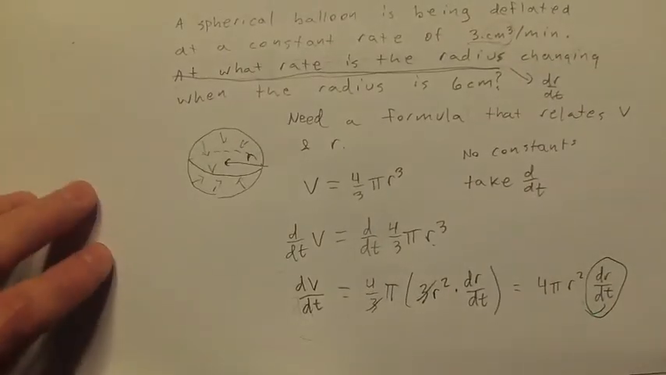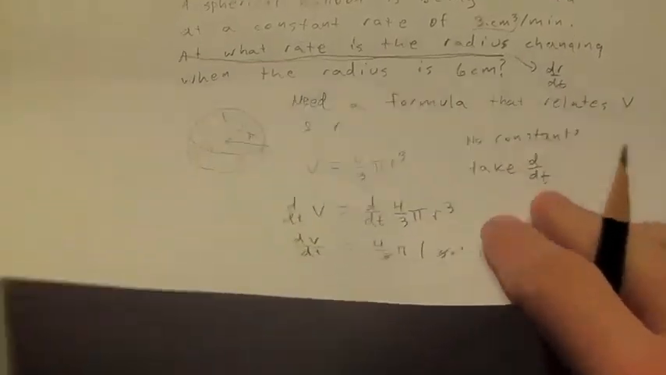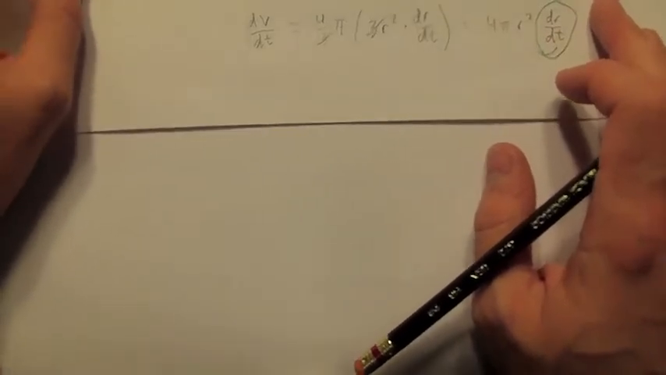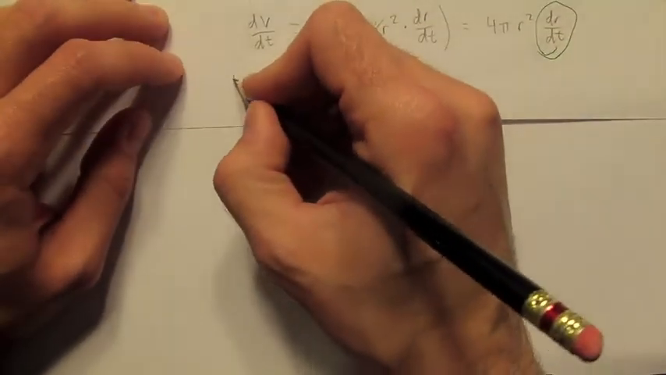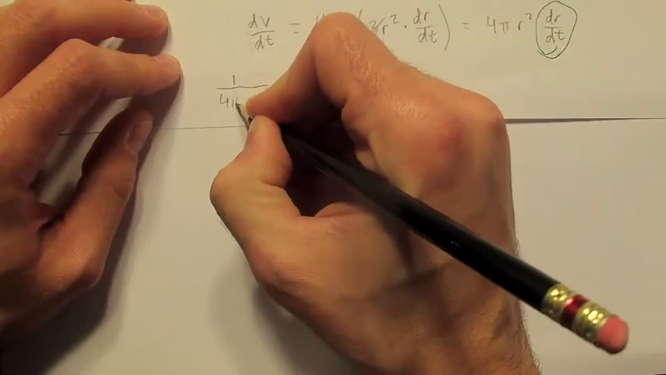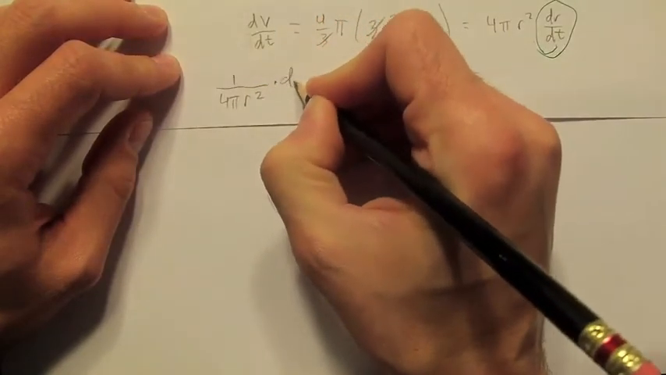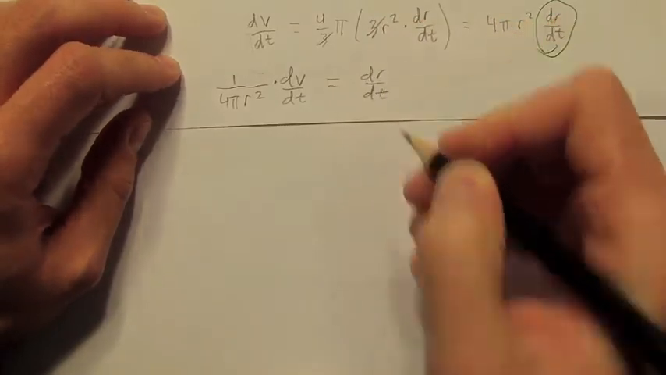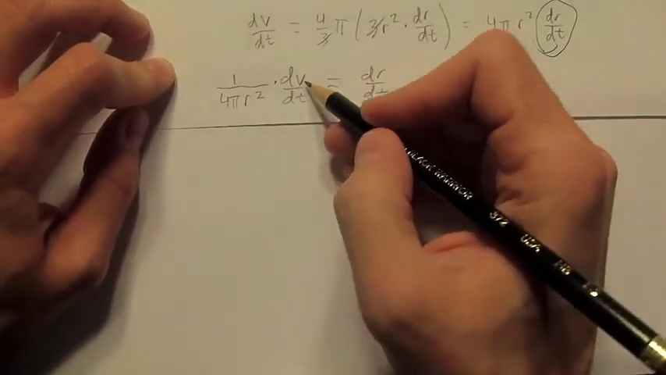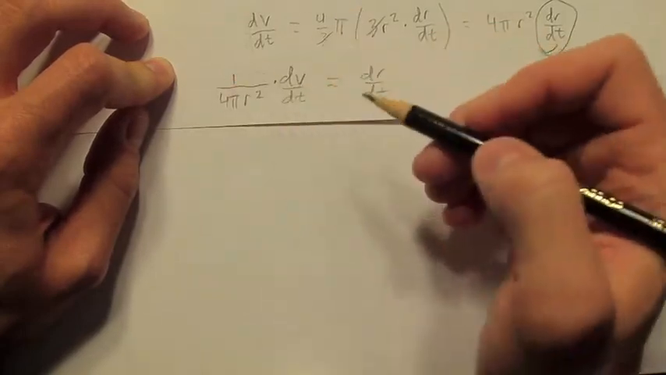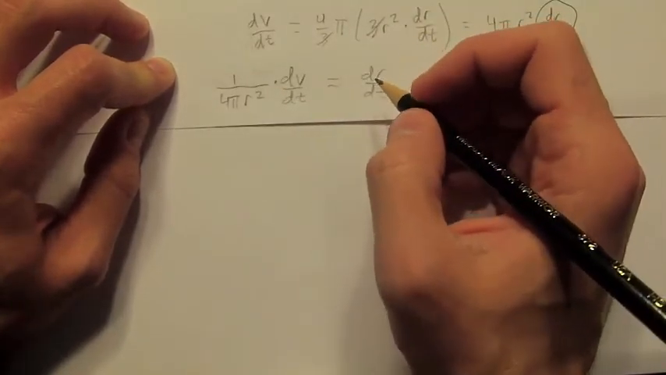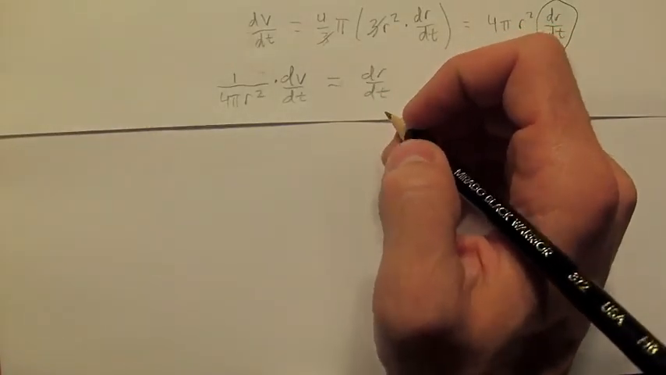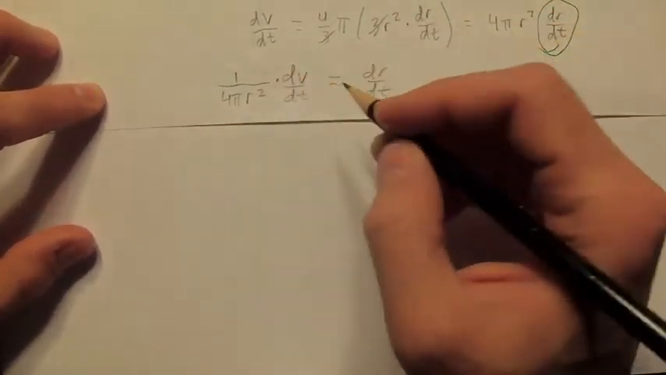Okay, so what I'm going to do is move the other stuff over to the other side so that what I'm basically dealing with, on this side, I have 1 over 4 pi r squared times dV/dt is equal to dr/dt. So this is what I'm looking for, and this is all stuff I know, so I can just plug and chug, right? Okay, let's get to it.